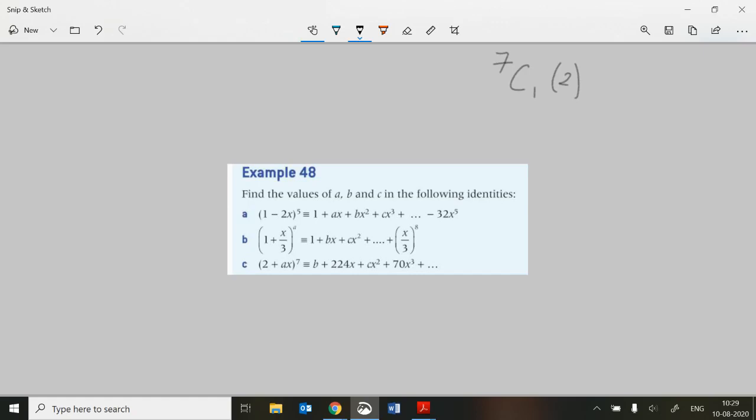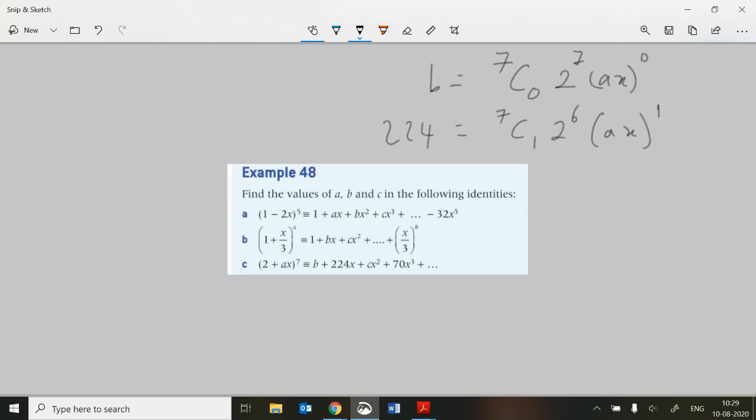Sorry, I'm wrong there, aren't I? The first term is going to be 7 choose 0. We're going to have 2 to the power of 7 and ax to the power of 0. That's the first term. And then for the next one, we're going to have 7 choose 1, 2 to the power of 6, so 7 minus 1 there, and ax to the 1. And that's going to be equal to 2 to 4. So that will enable us now to work out what a is.